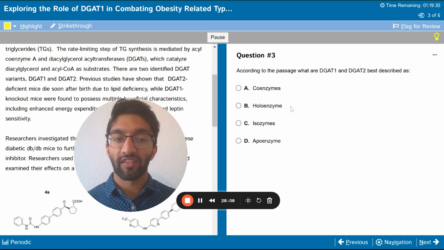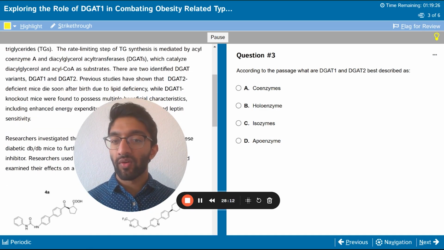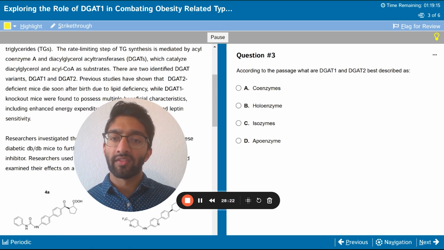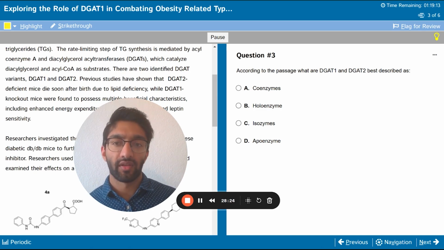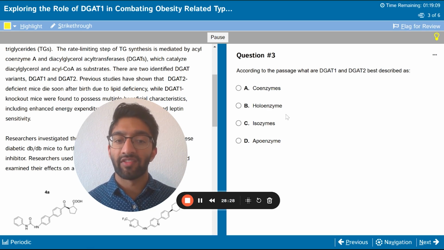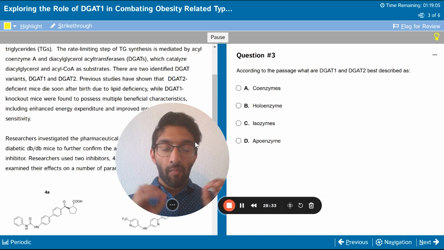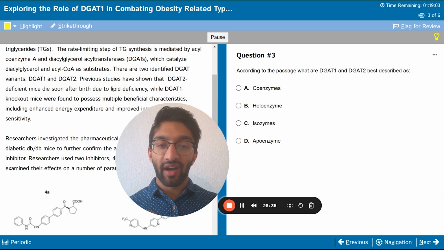I'm going to say holoenzyme, right? Well, is that necessarily true? We also notice here that these reactions are mediated by acyl coenzyme A, so CoA, and DGAT. So maybe the CoA is interacting with DGAT, and together they're making this, and DGAT is actually the apoenzyme and not the coenzyme, or so on. More specifically, what is an isozyme?